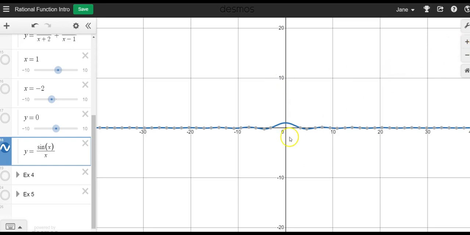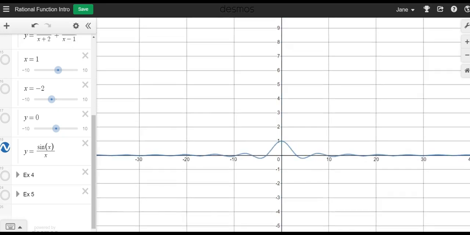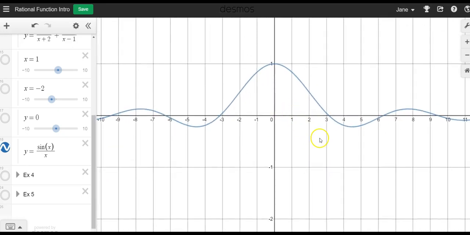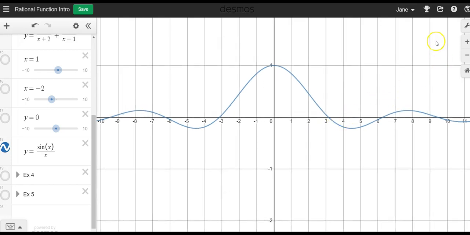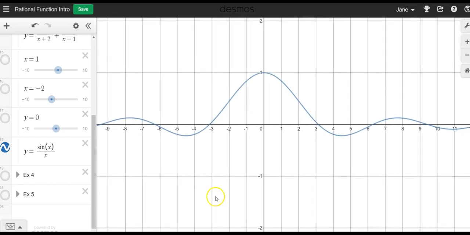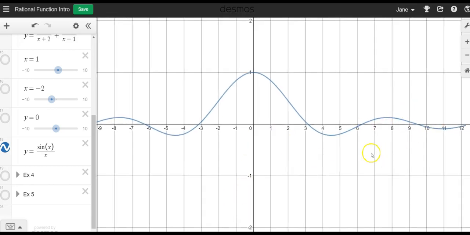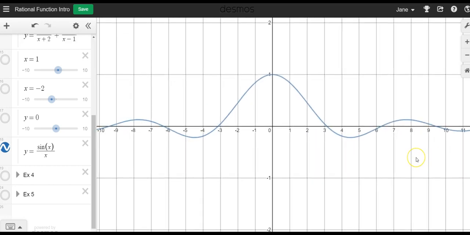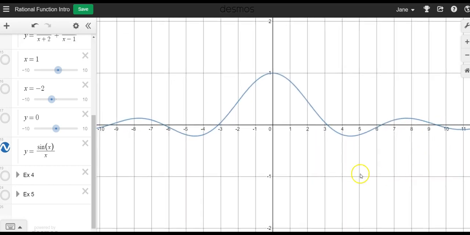If I were to zoom, let's see if I can, yeah, do this a little bit to show you a little bit more what it's doing. It's going up and down and up and down, but as it goes up and down and up and down, it keeps getting closer and closer to the x-axis. Now, unfortunately, I'm going to have to stop and get my grid back the way it was.